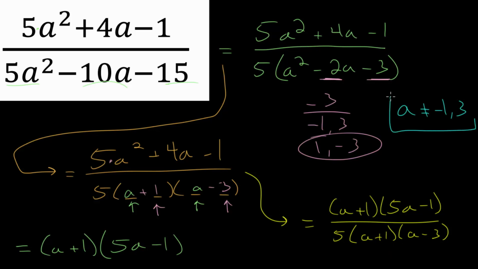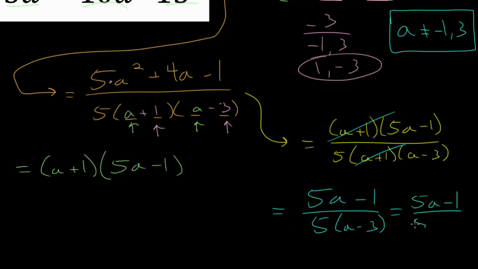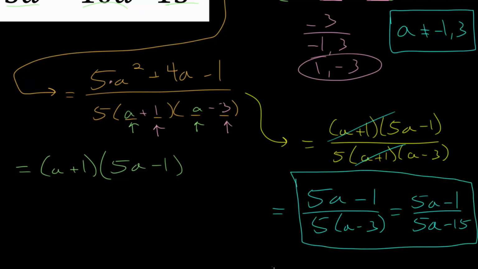But with this in mind, now we can make some simplifications. We can notice that we have a factor of a +1 in the numerator and denominator. So those will cancel out, and we will get a fully simplified answer. This rational expression will become 5a minus 1 over 5 multiplied by a minus 3. And if you want, you can redistribute that 5 in the denominator to 5a minus 15. But either way, this would be fully simplified.